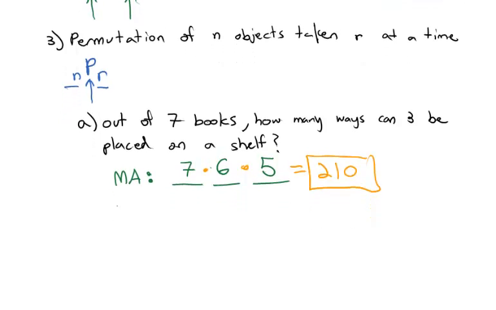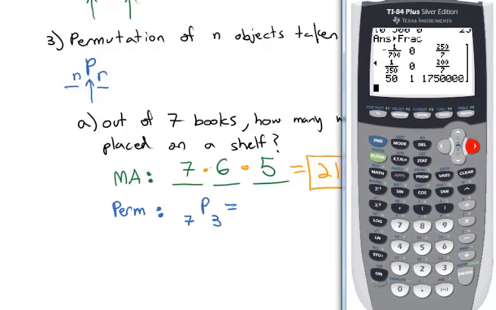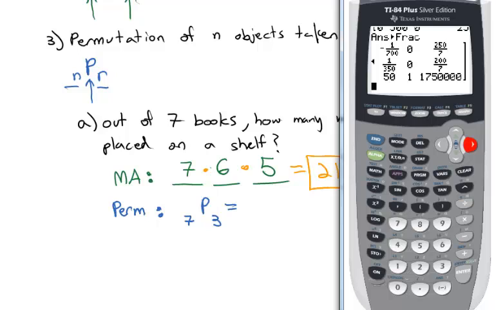Now, the other choice we could have done is we could have done it with this special permutation formula. There are 7 things, and we're doing a permutation and choosing 3 of them to place on a shelf. Well, our calculator can actually do these permutations for us.